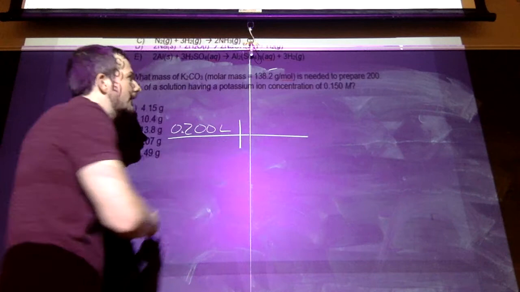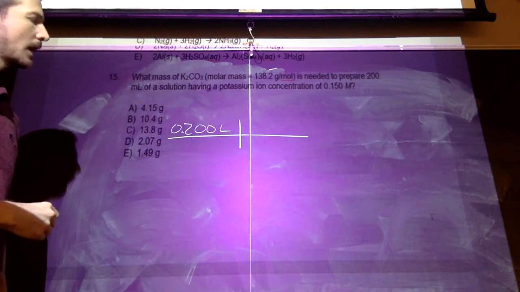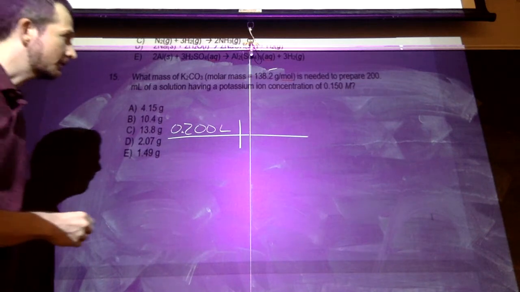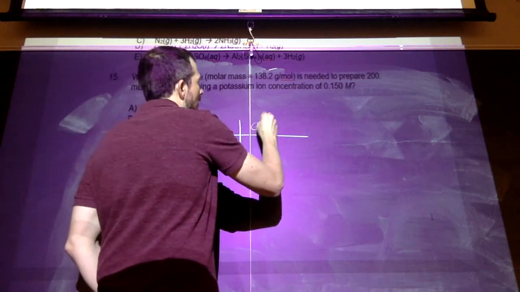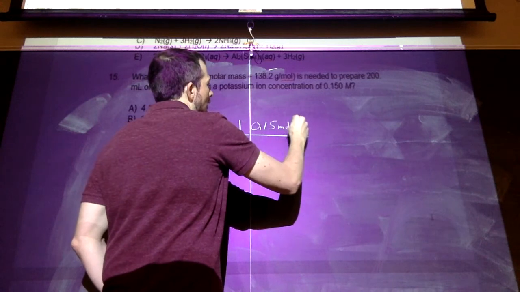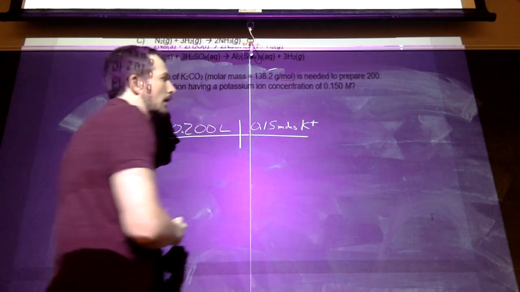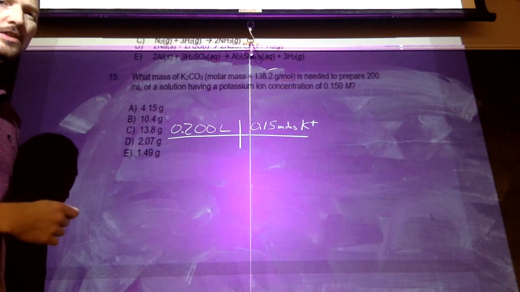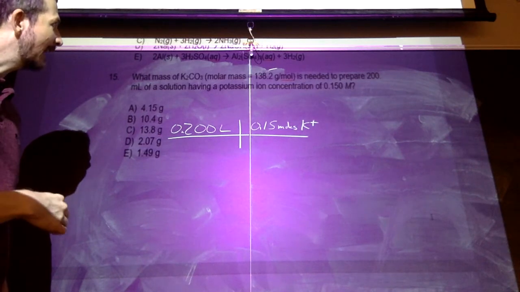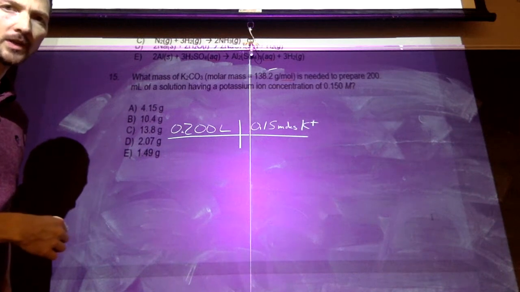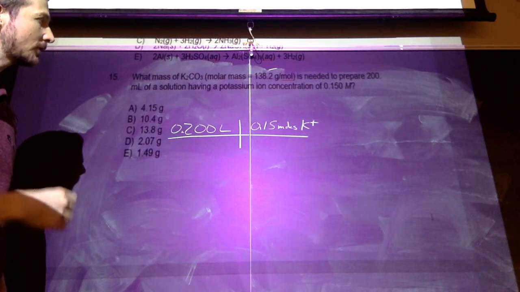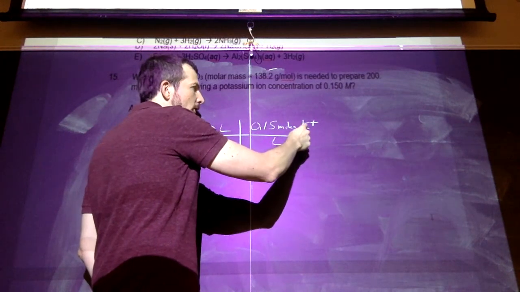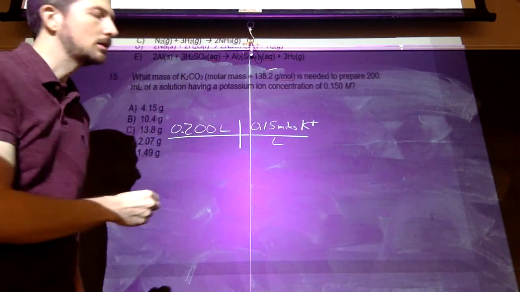So I'm going to first find how many moles I would need then. So 0.15 moles. So when I do this, it says, no, it doesn't say a solution having a concentration of 0.15 molar. It says having a potassium ion concentration of 0.15 molar. So I'm looking for 0.15 moles per liter of K plus.